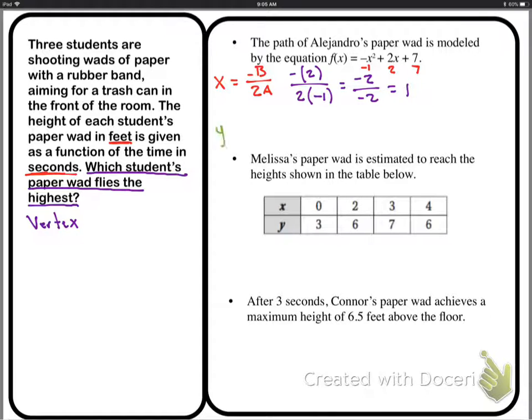Now we need to find the y value. And the y value is what tells us how high it goes. All this tells us is that after 1 second it goes to its highest point. But we don't know what that height is yet. So standard form, after you find the x value, to find the y value, you plug it back into the equation.